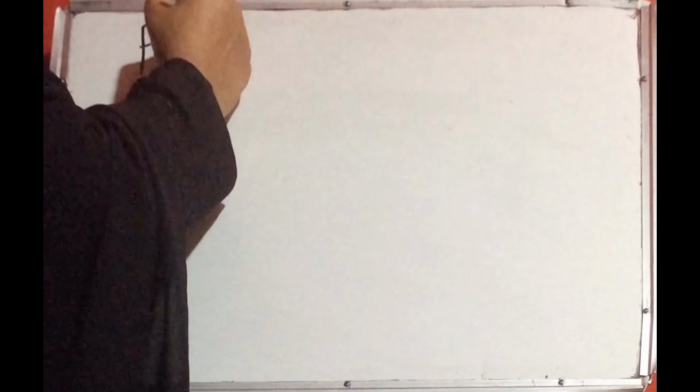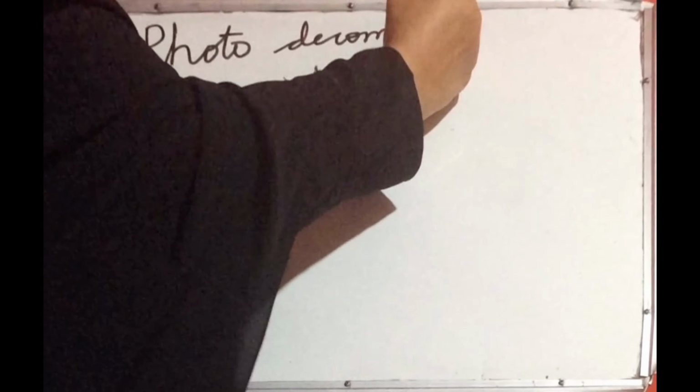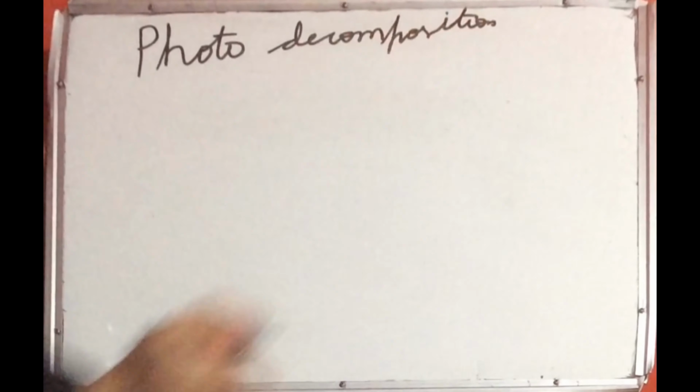Next decomposition is photo decomposition. What is the meaning of photo? Photo means light. So decomposition in the presence of light is known as photo decomposition.